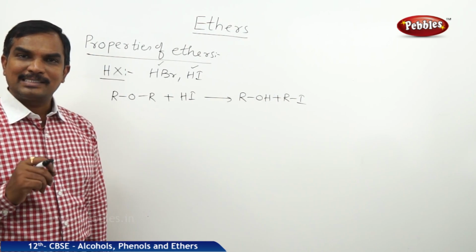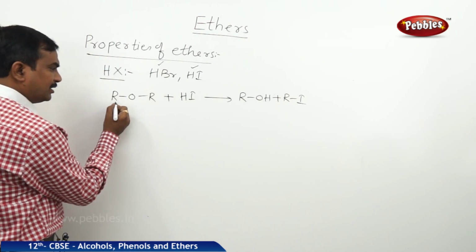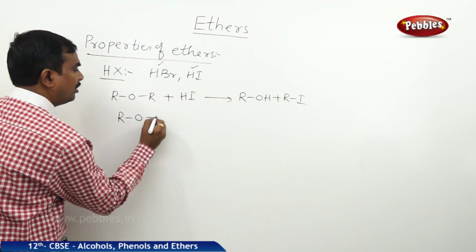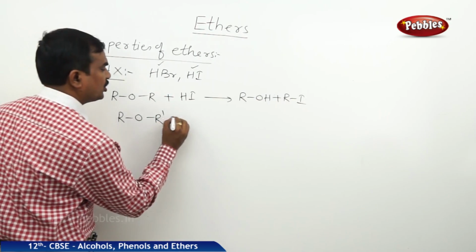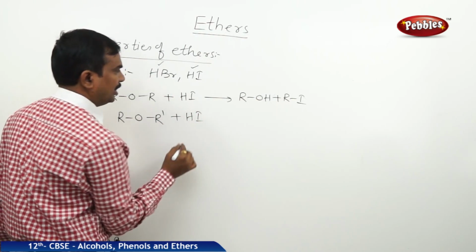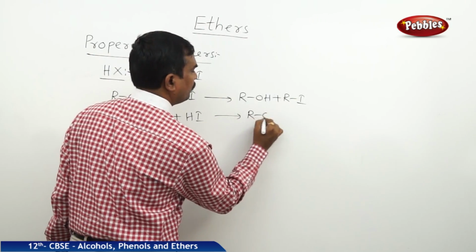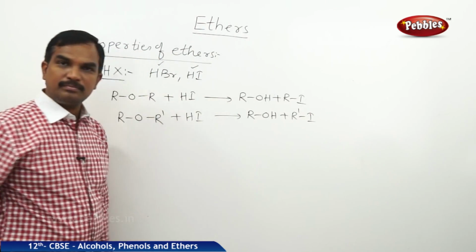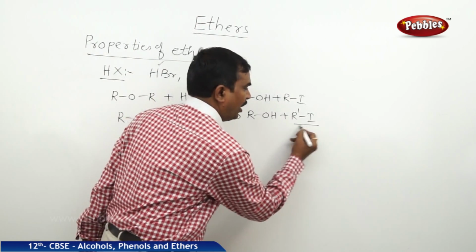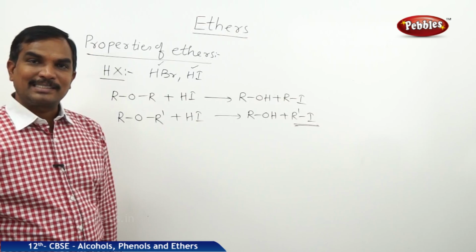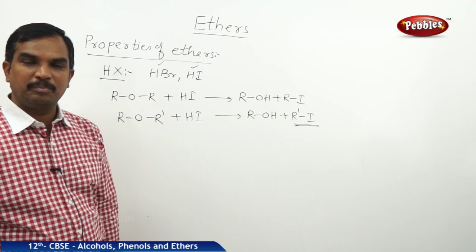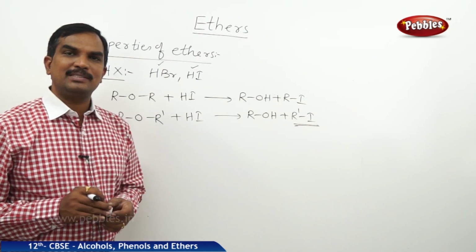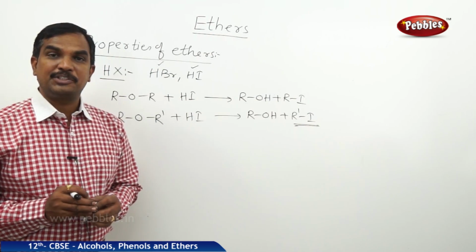At the same time, this is a symmetrical ether. You can also take an unsymmetrical ether, ROR dash. This also will combine with HI to give ROH and R dash I. Here the substituents should be fewer, because iodide is the bigger one. It will always try to attack the alkyl group which has fewer substituents.